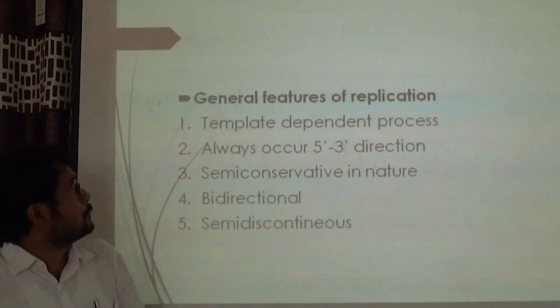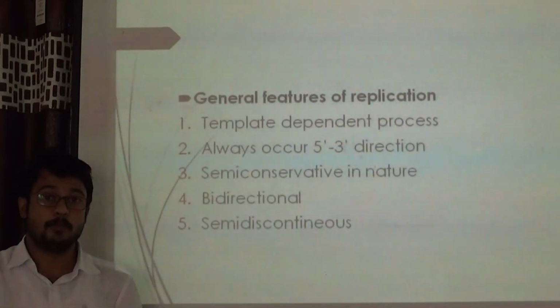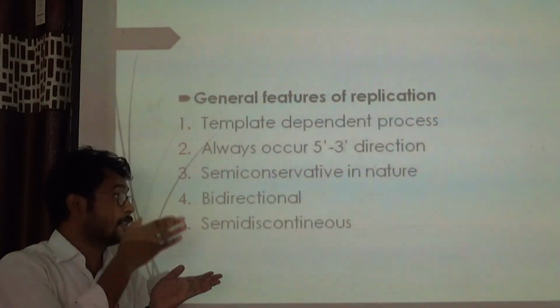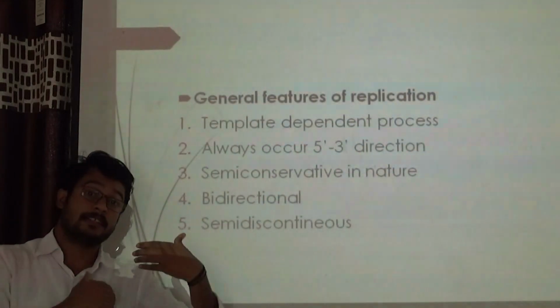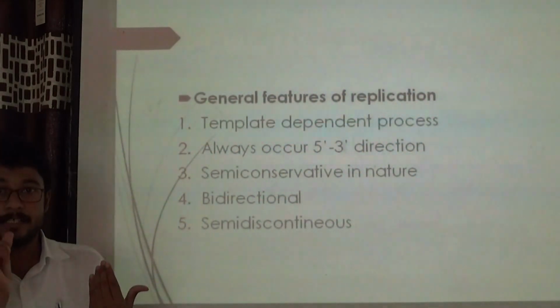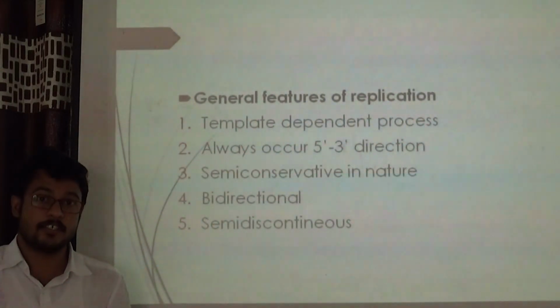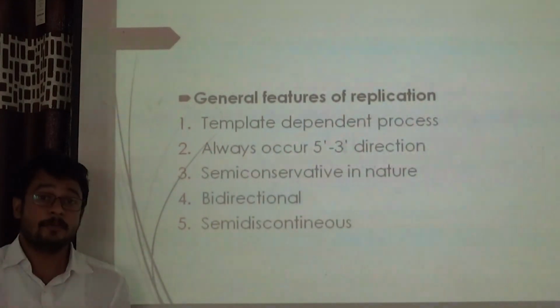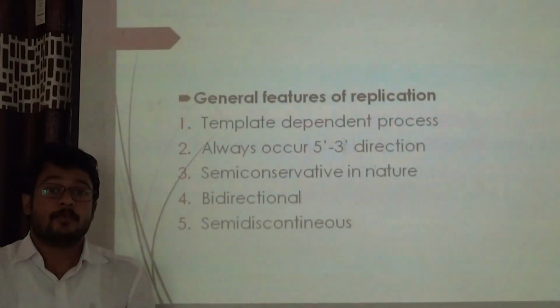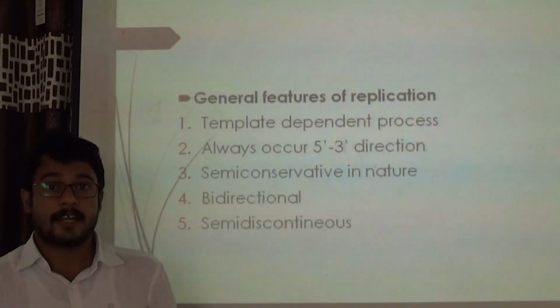Second, it always occurs in the 5' to 3' direction, because in replication a primer is provided. The primer is in the 3' to 5' direction, just 10 to 16 nucleotides long. One of the reasons behind that is the proofreading activity.